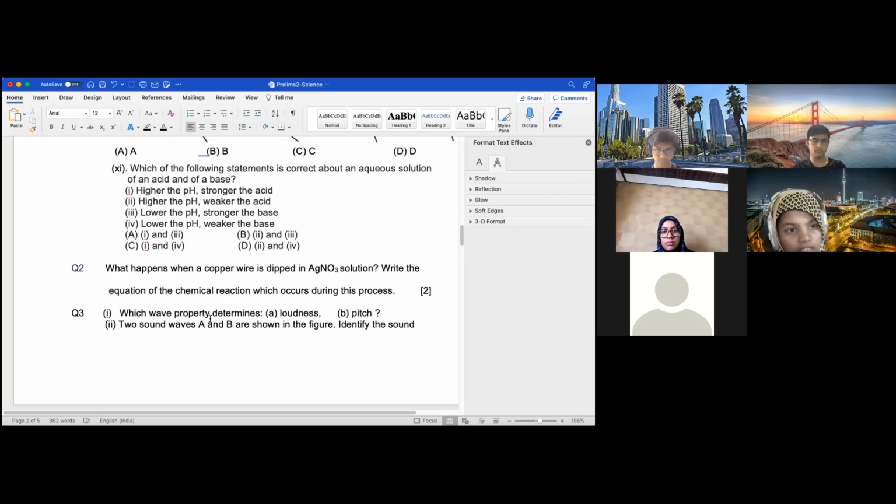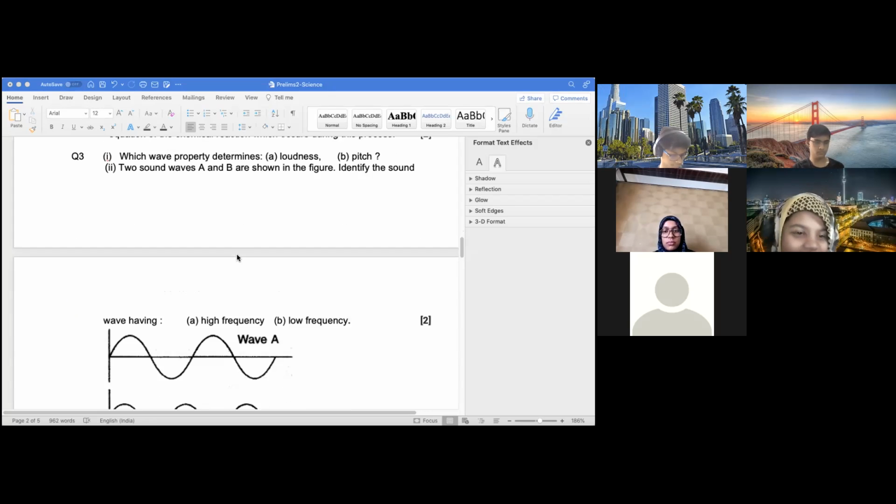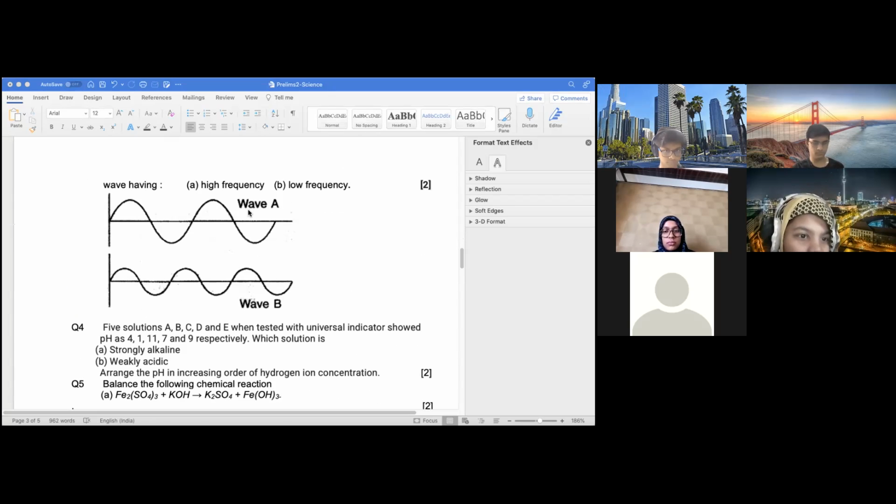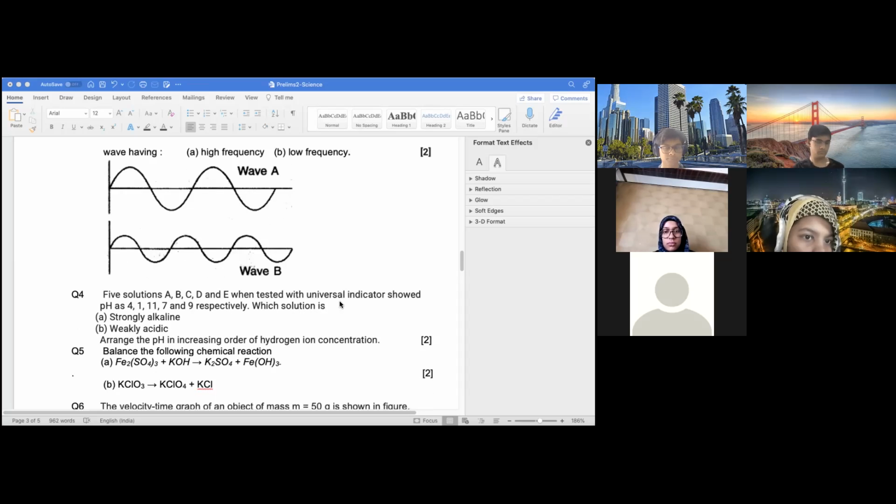Done. Which wave property determines loudness? Abhi bhi people are confused. Loudness is amplitude. Pitch is frequency. Okay, this is the answer. Now you have to define which is having high frequency, means number of waves zyada kisme hai. You can see B has got high frequency, A has got low frequency.